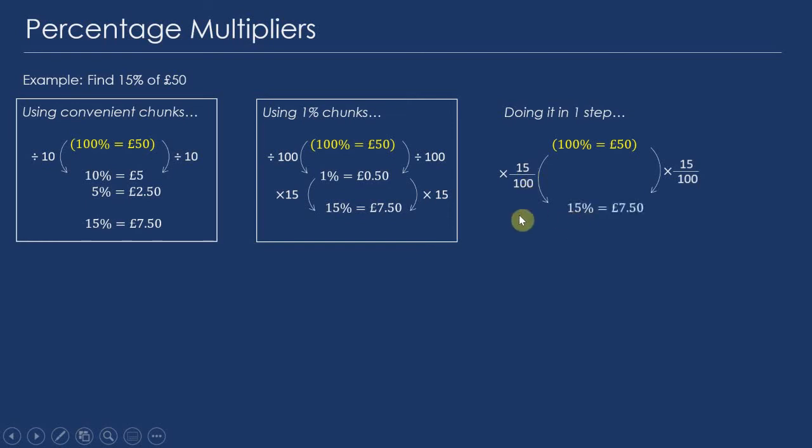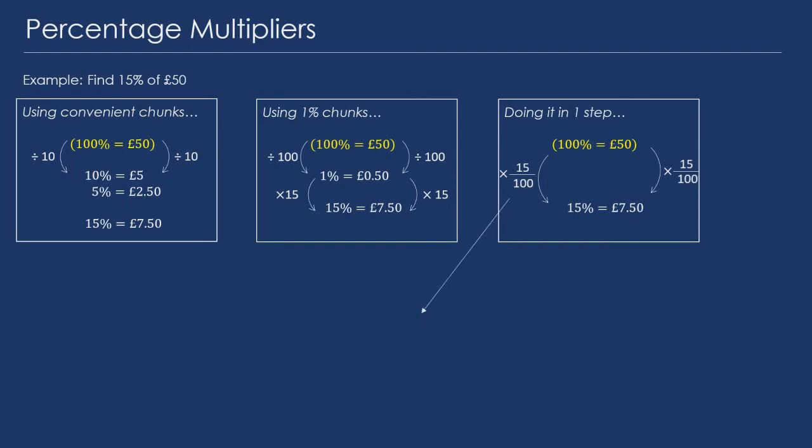So that would take us straight to our answer, £7.50. Okay, might seem a little bit hard, but remember your calculator can multiply by fractions quite easily using the fraction button. But what if you didn't have a calculator with a fraction button? People still need to be able to do this.